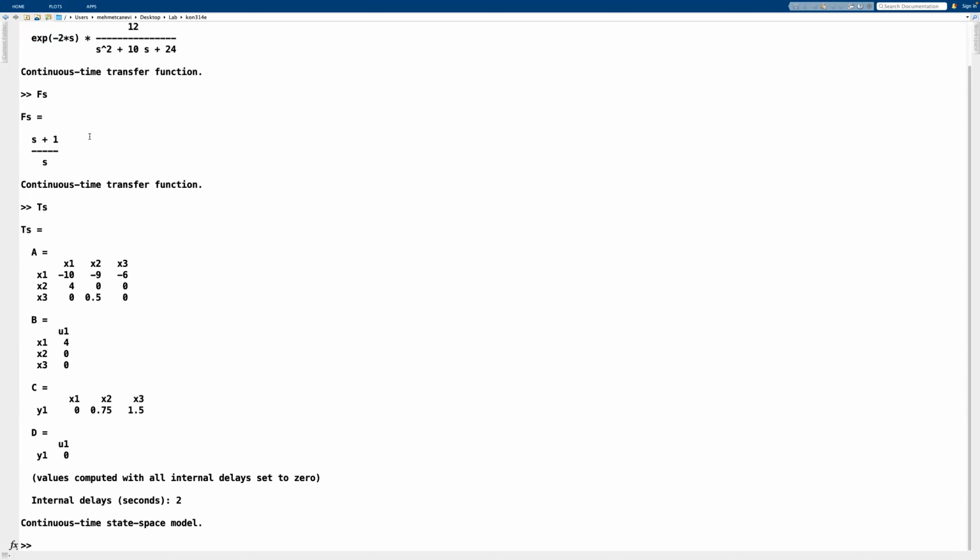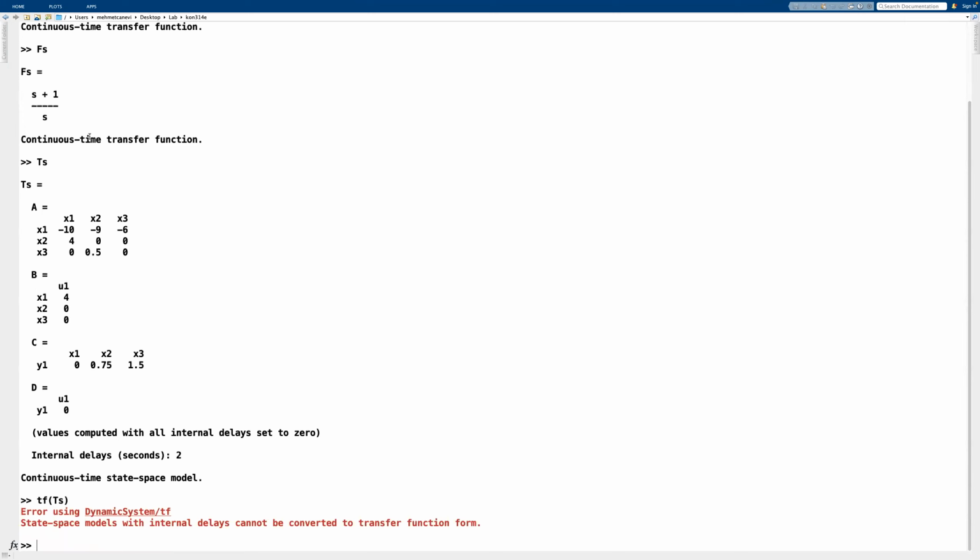Now, for some reason, the control system toolbox actually converts this into a state space representation. And as always, what I'm trying to do is look for a transfer function. And when I enter it, it causes me some error and says that we have some internal delays that cannot be converted into transfer function form.